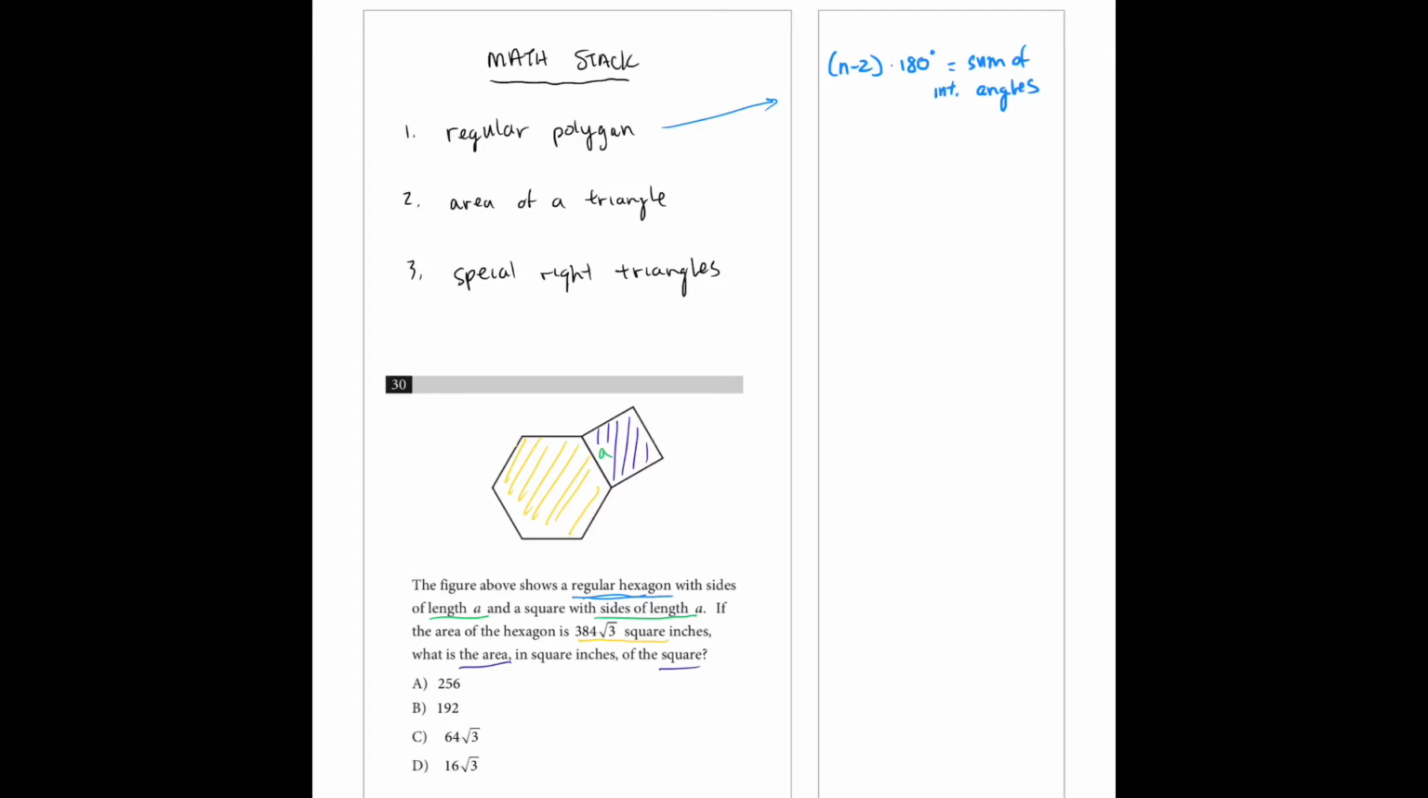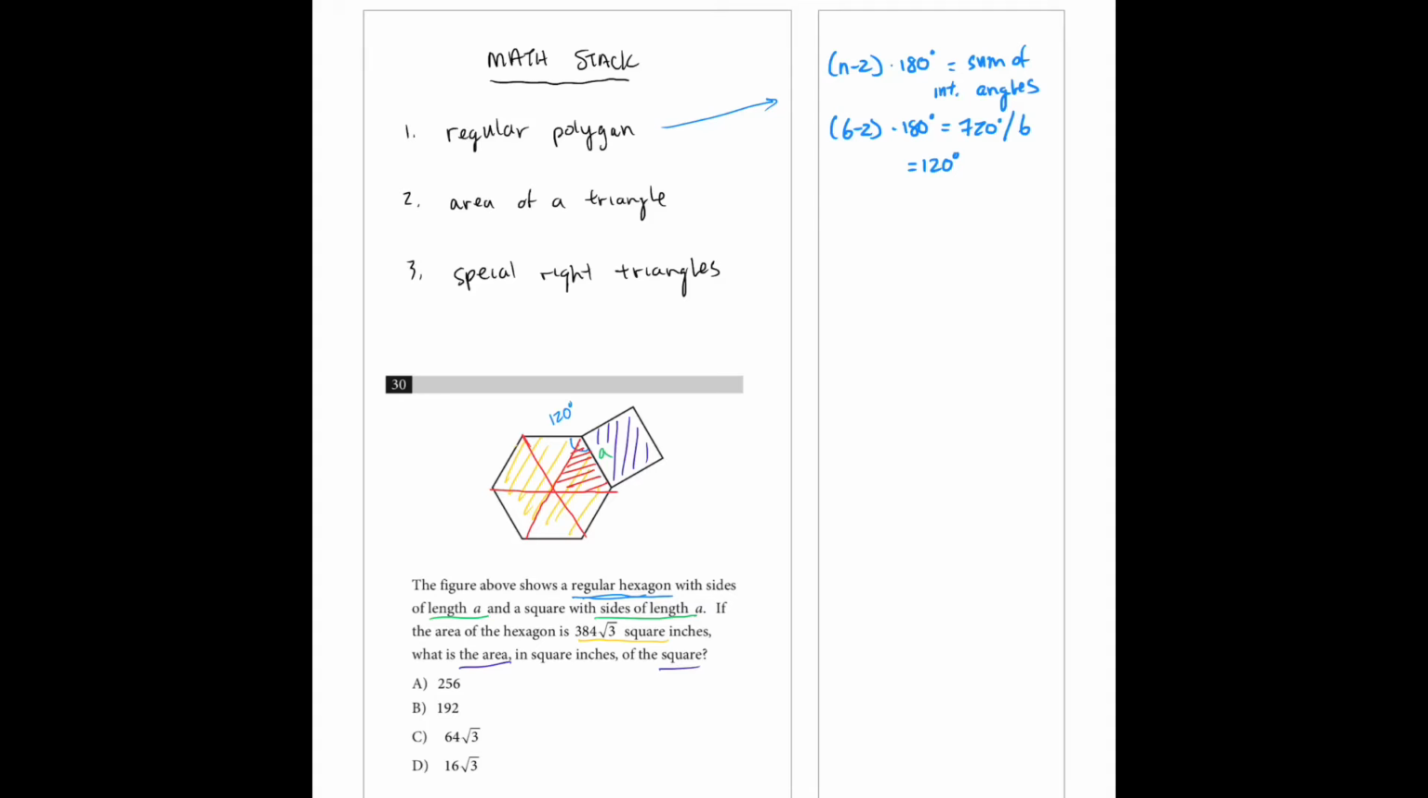So for a six-sided polygon, we'll substitute that in for n, multiply by 180, and that gives us 720 degrees. Now to find the angle measurement of a single angle, we'll divide that by 6, and we'll get each angle equaling 120 degrees. That becomes important because the next step for us is actually to divide this hexagon into 6 equilateral triangles. In doing so, we can isolate one of those triangles, the one that shares a side with the square, and that'll help us calculate the total area of the square.